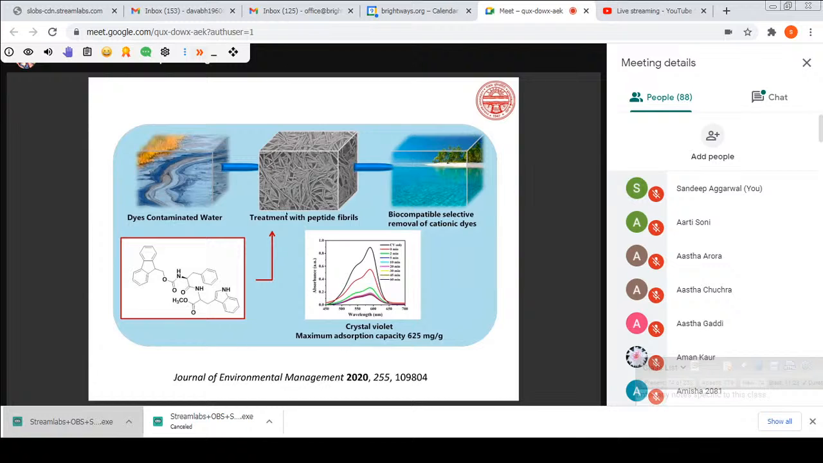So we have tried to generate different self-assembled systems, and we found that these self-assembled systems show very good application in dye removal. Specifically, cationic dyes get attached to these self-assembled peptidic systems, and they get removed. For example, crystal violet is a cationic dye which got removed when it was attached to these nano systems made from different peptides. And we could show that the maximum adsorption capacity was quite good, about 625 milligram per gram, which is very, very good as compared to already available systems. And we are now in the process of making it at a larger scale also.